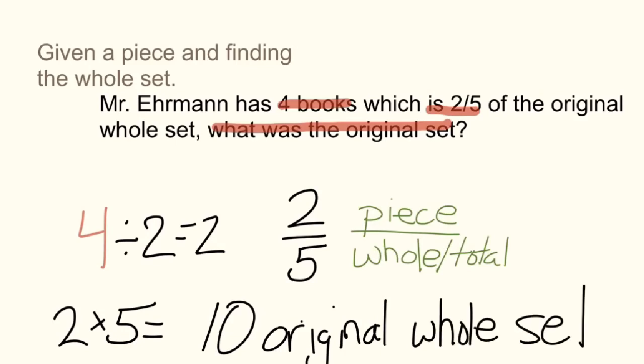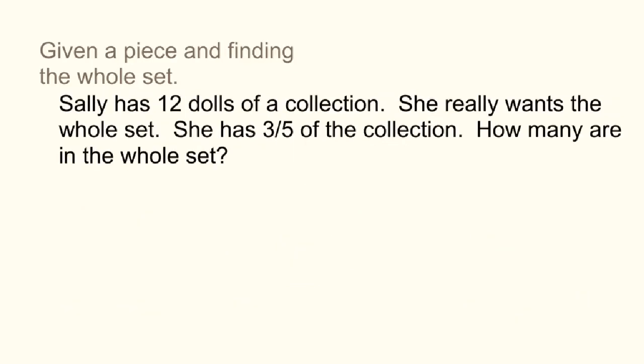So remember that we are following the same sequence of operations: division, then multiply. But we divide by the numerator because the 4 is the piece, and we divide by the part of the fraction that it represents. In our last example, Sally has 12 dolls of a collection. She really wants the whole set. She has 3/5 of the collection. How many are in the whole set?